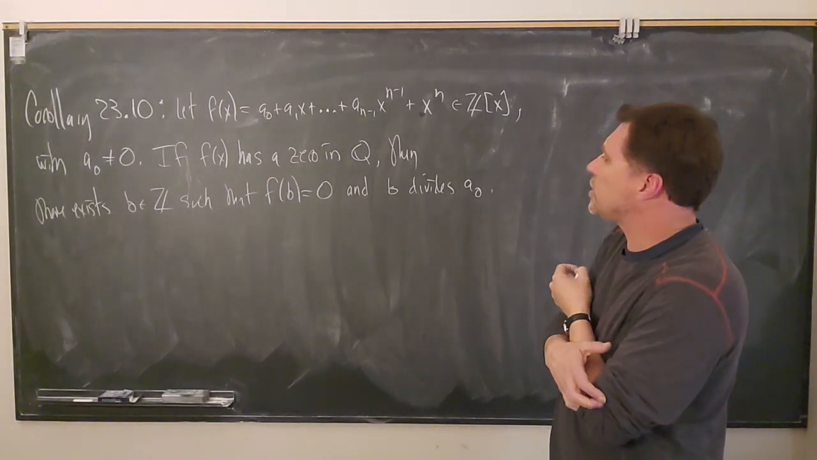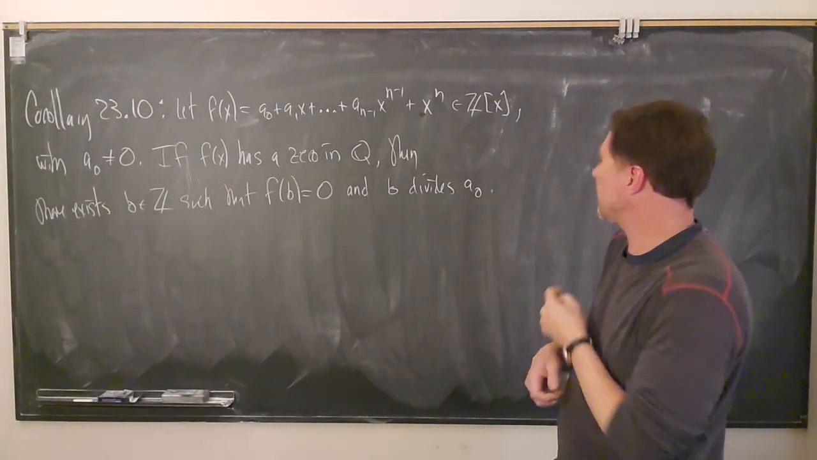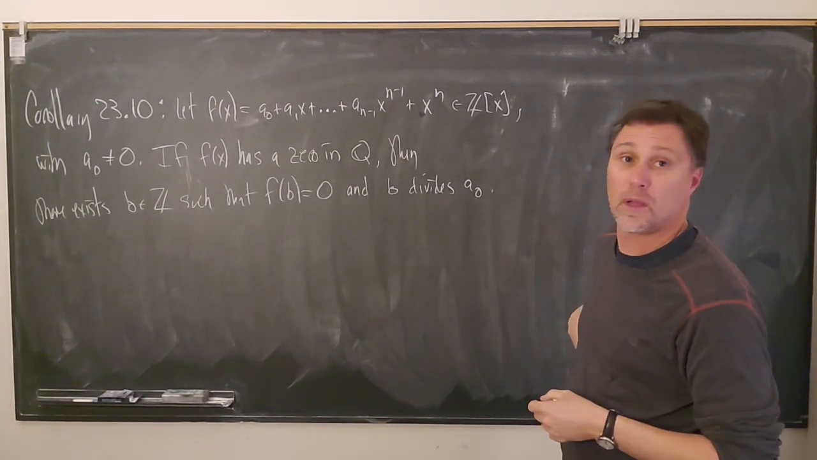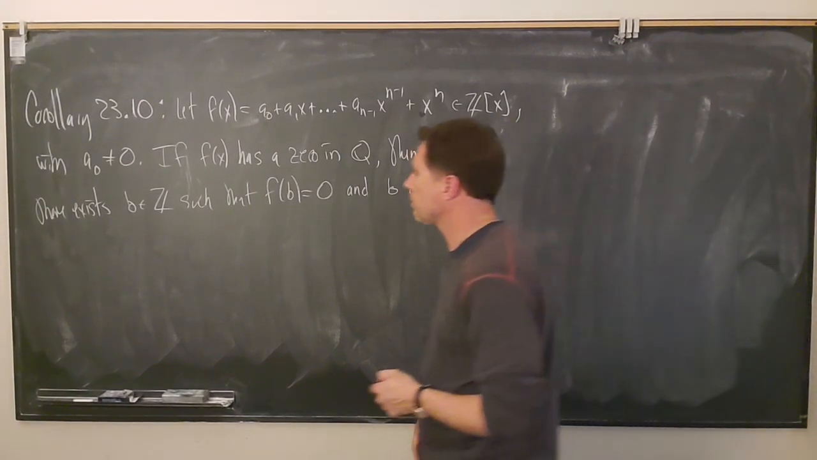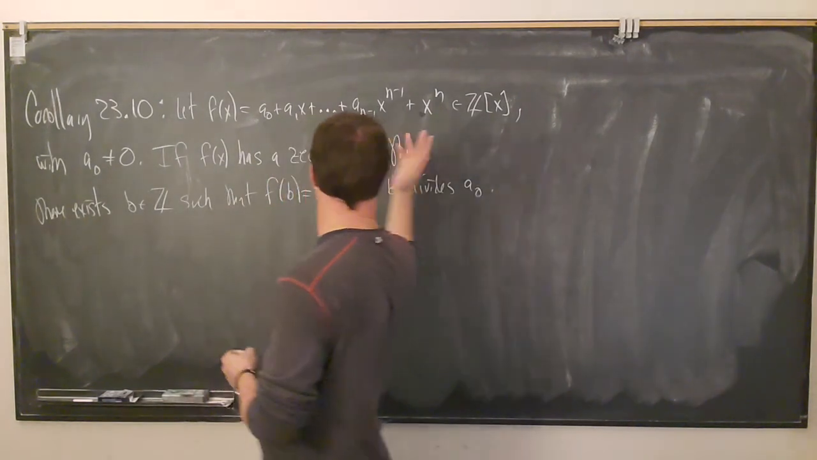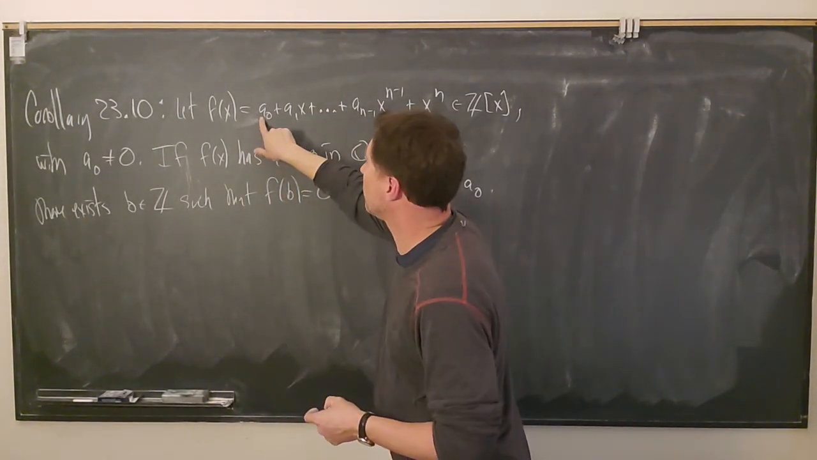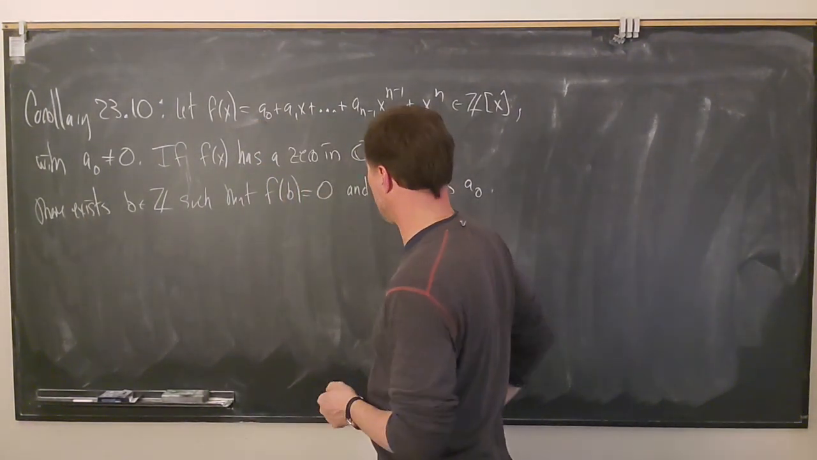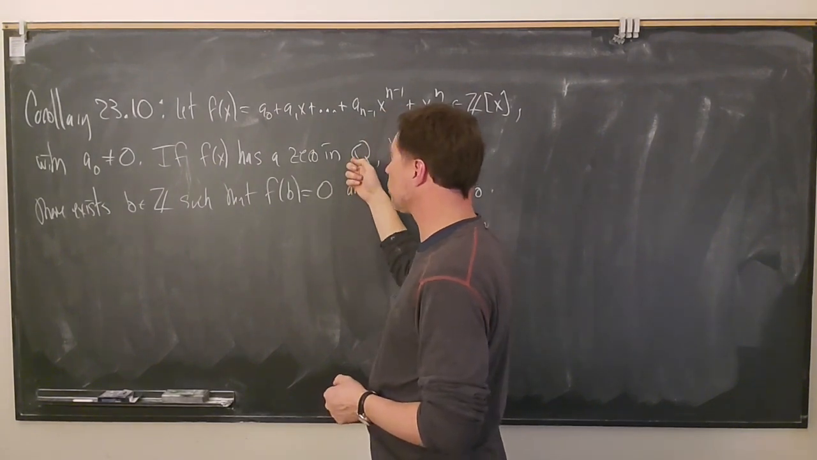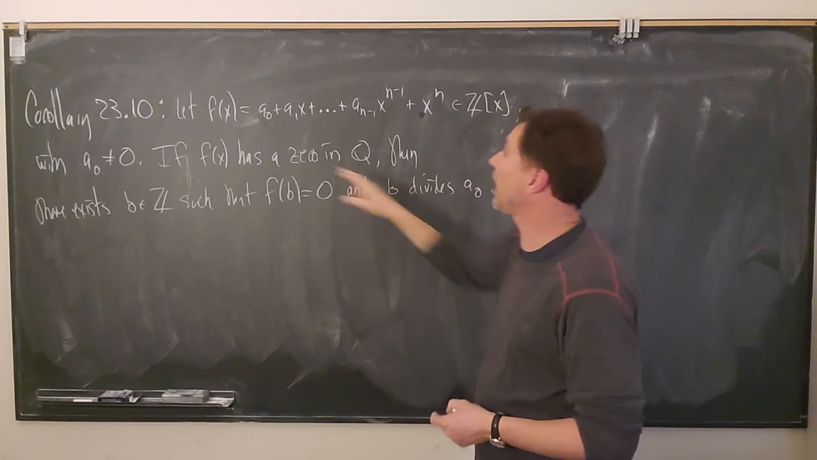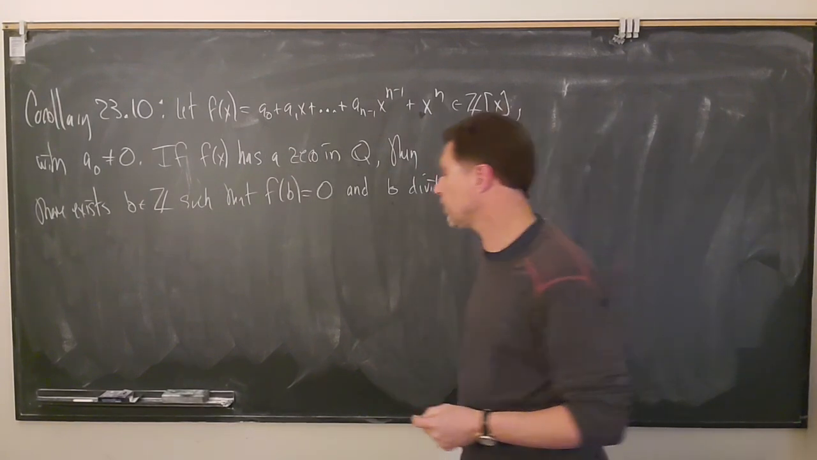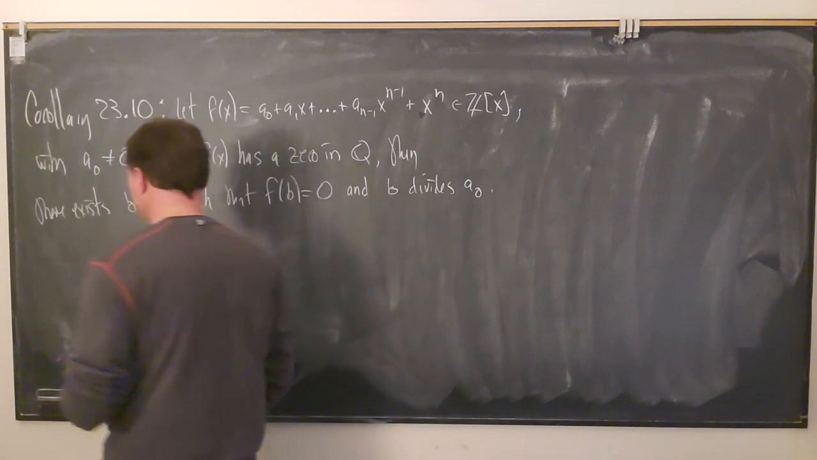And you know what? This should kind of remind you of the rational root test. In a way, you could think of this as an analog. It's the integer root test. Right? So with a polynomial that is monic and has a non-zero constant coefficient, if you know that it has a rational root, then it actually has an integer root, and that integer root has to divide the constant coefficient. All right, so that's a nice little test.